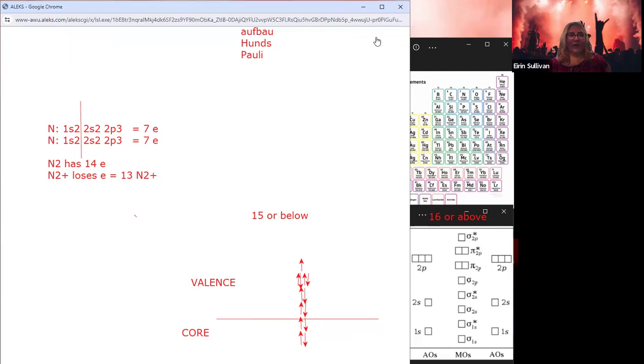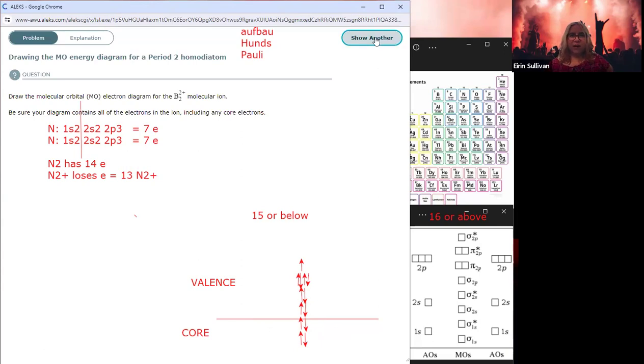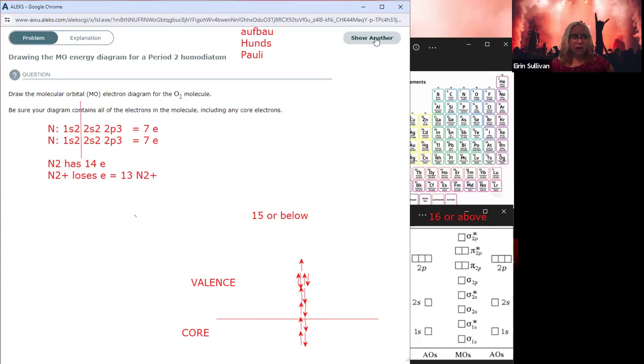I want something in group 16 above. Come on, give me something in group 16 above. I know I should pause this, but now I'm kind of committed.